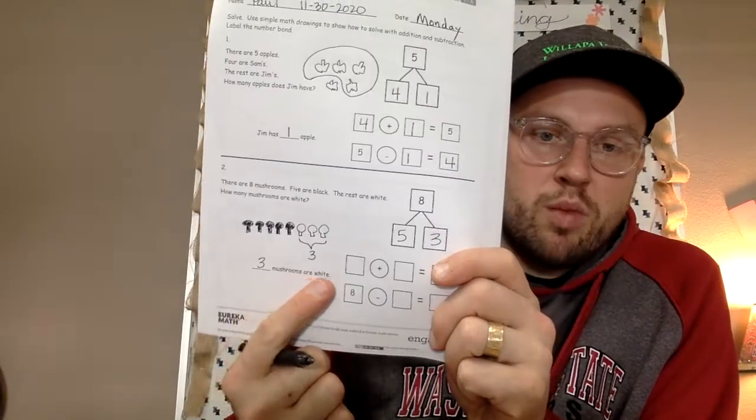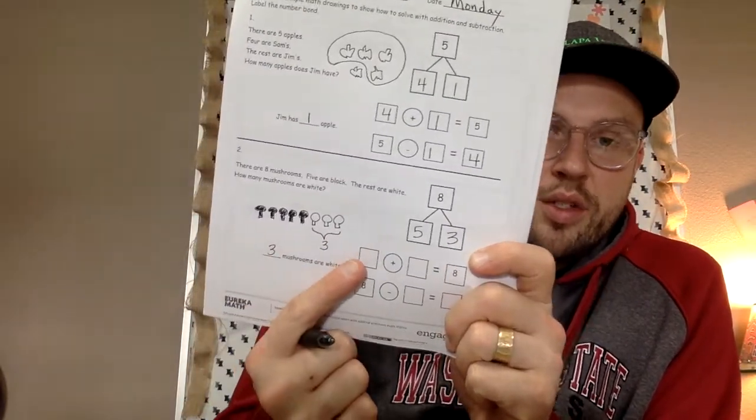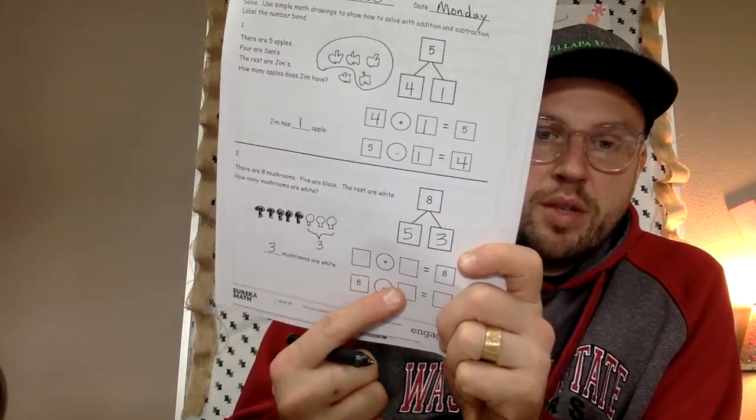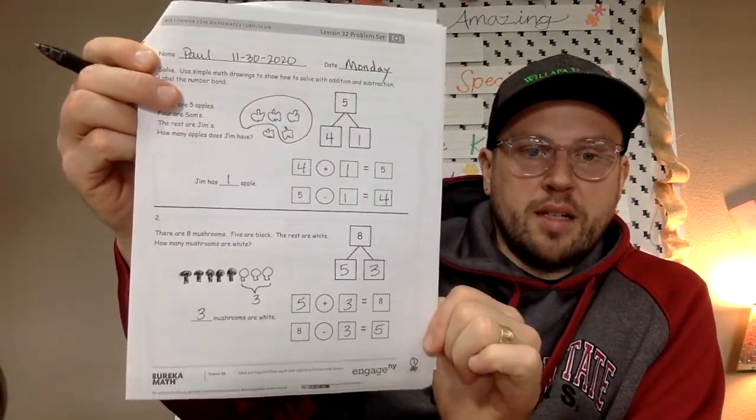You can check your math by asking yourself 5 plus 3, does that equal 8? It sure does, so that is correct. Then down here, it says blank mushrooms are white, and we know that 3 mushrooms are white. So 5 plus 3 equals 8. 8 minus 3 equals 5. Okay, and you can pause the video here if you need some time to get caught up on all of the math.